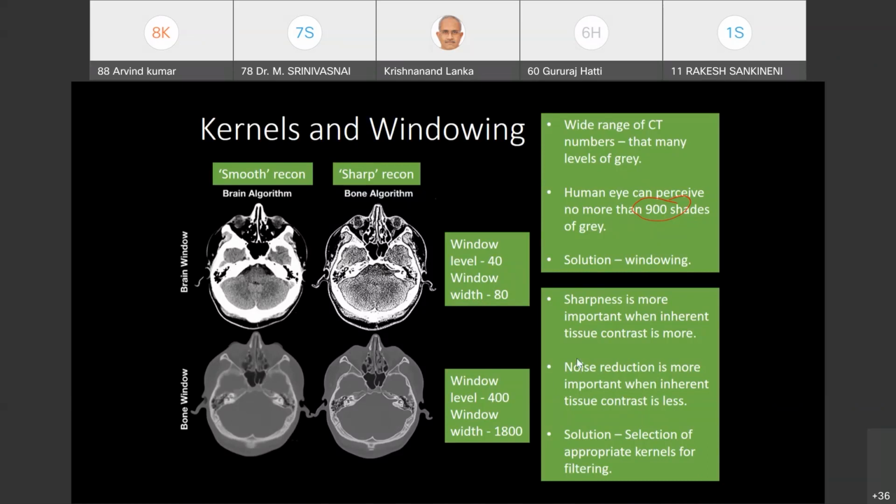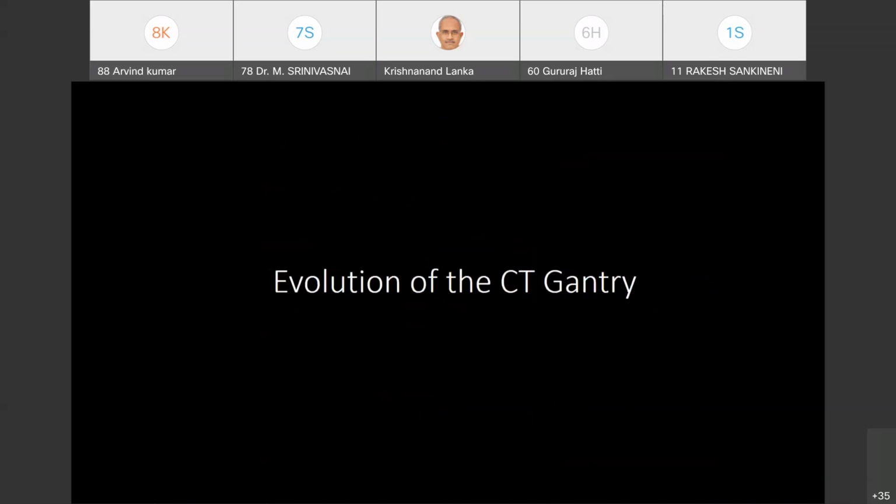So here you can say sharpness is more important when inherent tissue contrast is more, right? Whereas noise reduction is more important when inherent tissue contrast is less. So the solution is selection of appropriate kernels for filtering. Anyway, as I told you before, all this information is only for you to understand the underlying technology. But most of these steps are now automatically executed in a CT scan.